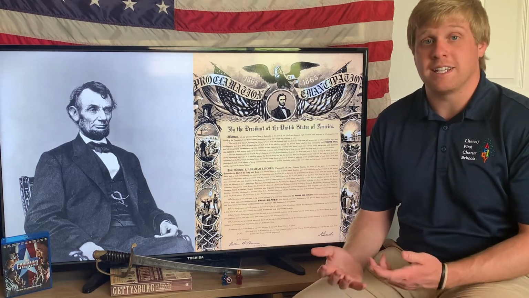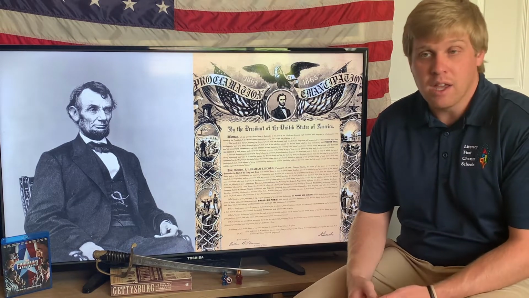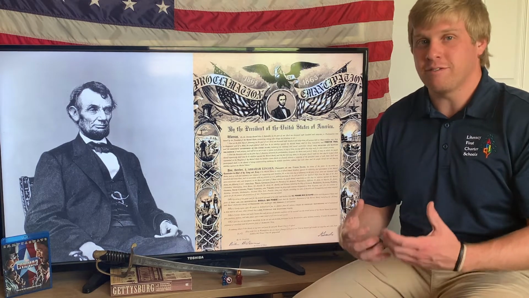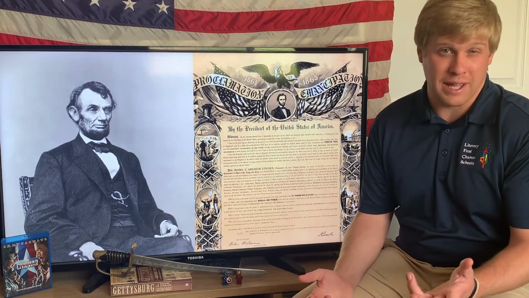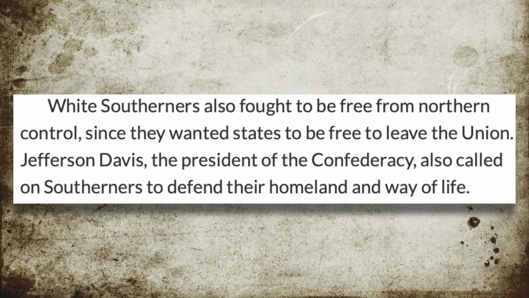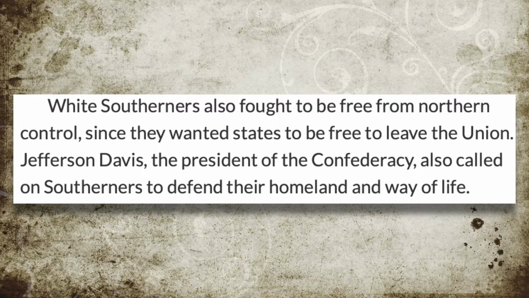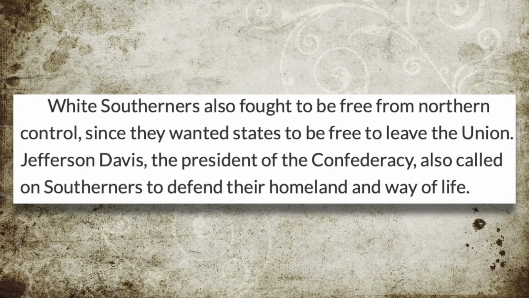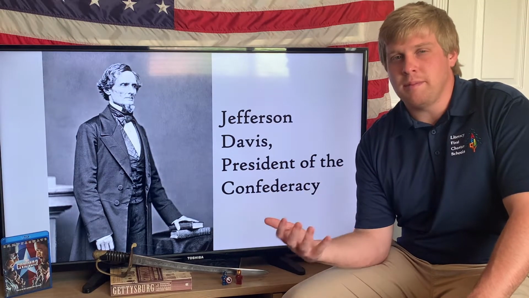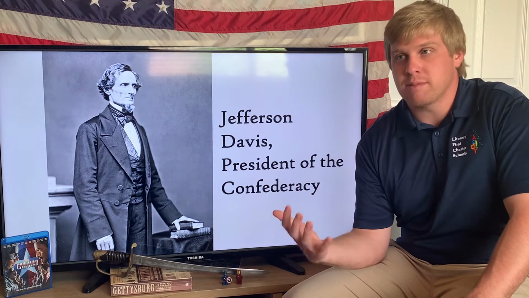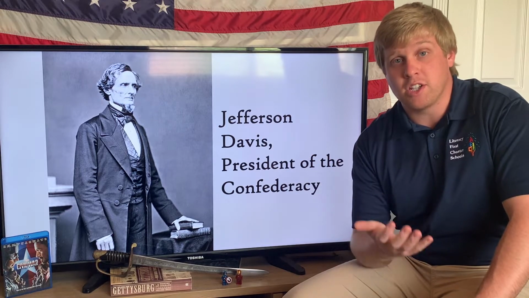So not only is the North fighting to keep the whole country united, because, United States of America, they also felt a great sense of pride in fighting for freedom of the slaves. In the meantime, the South was also fighting for freedom, just in a different way. White Southerners also fought to be free from Northern control, since they wanted states to be free to leave the Union. Jefferson Davis, the president of the Confederacy, also called on Southerners to defend their homeland and way of life. So this Jefferson Davis guy is thinking, hey, the Union has a president, so maybe our states should also have a president, thus making the Confederate States of America. And these guys wanted to keep slaves around because they were getting rich off of all their work.